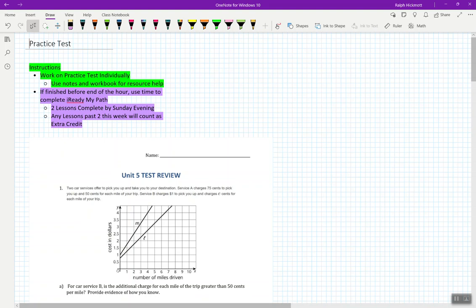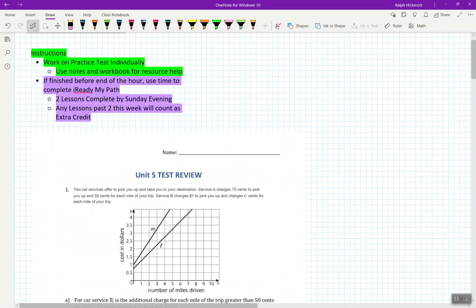Use your notes and workbook for resource help. Being that it's a practice test, think about what your test setting day is. You're doing everything individually. You're not getting help from others. You use your resources. As I always recommend for practice tests, you work on it individually, fully by yourself. Go through, start at question 1, then question 2. If you work on it with a partner or a person behind you, realize that you're not giving yourself the benefit of knowing, hey, do I really know this? So work on it individually.